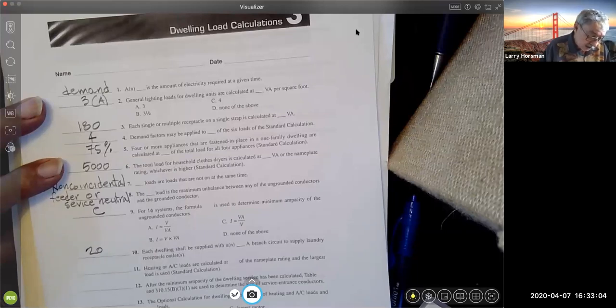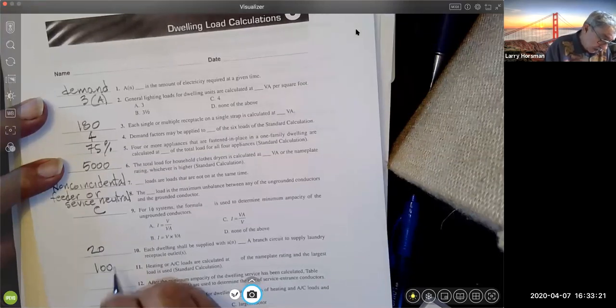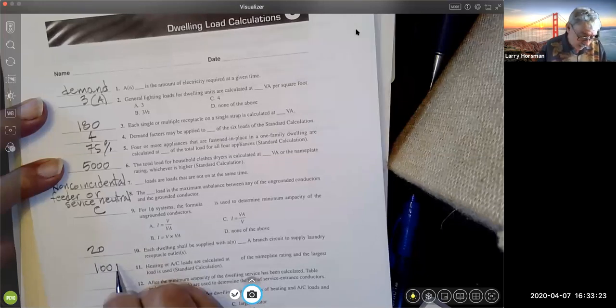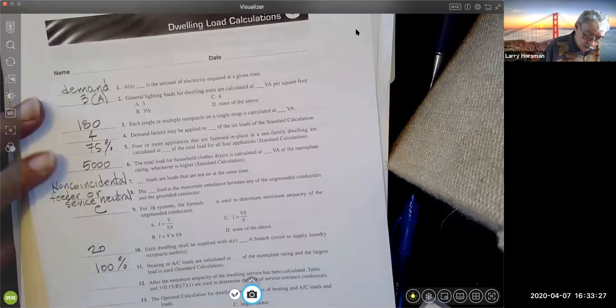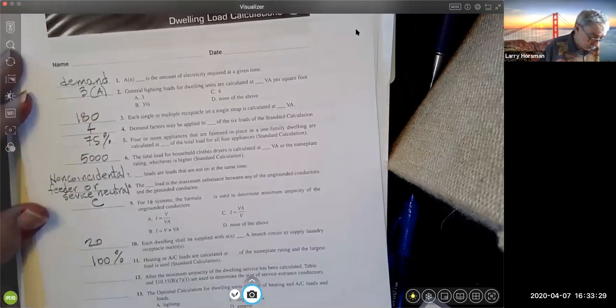Heating or AC loads are calculated at 100% of the nameplate rating, and the largest load is used. So that'd be the larger of the AC loads or the heating loads. So answer is 100%. And again, that is for the standard calculation in class. And here locally, they normally have you use the option method.